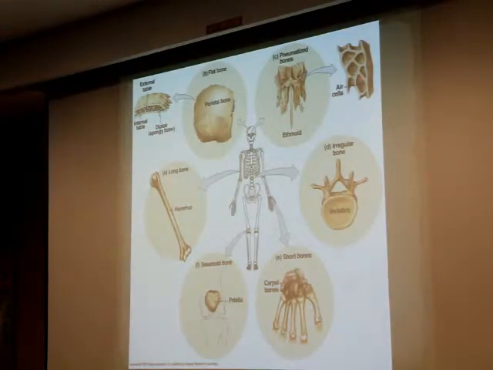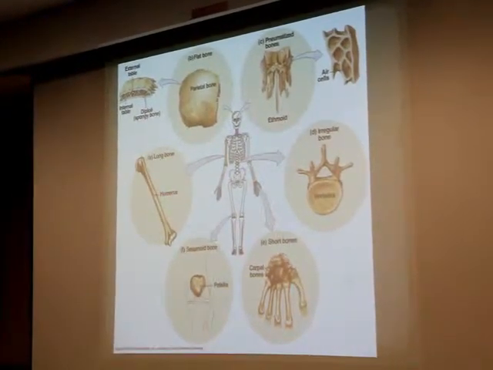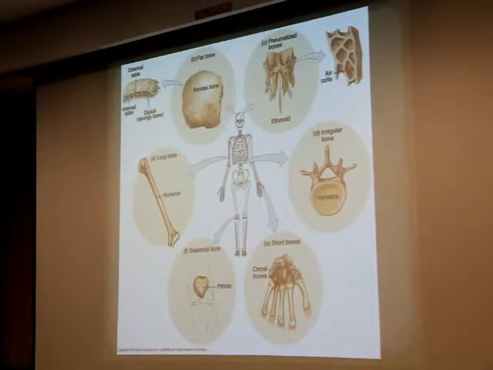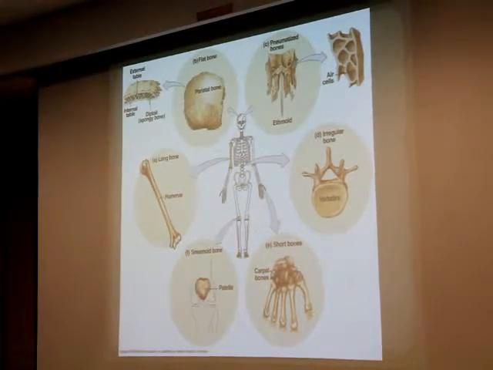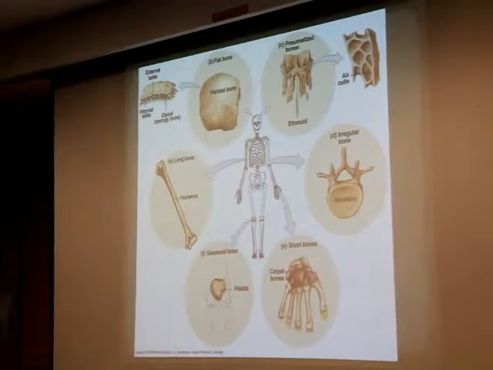Okay, look at that, you can see up there, there's the external table, the internal, and the diploe in the middle. That's what a skull bone looks like, a parietal if you cut through it. And that's also hemopoietic, that's blood-forming tissue too.